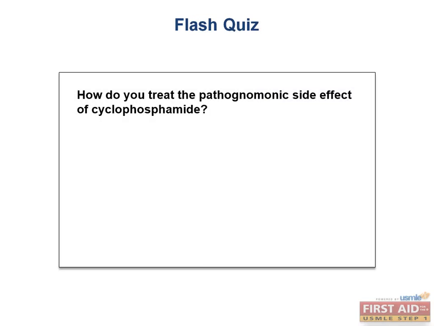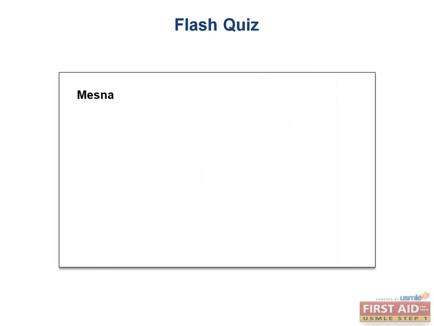As a review, how do you treat the pathognomonic side effect of cyclophosphamide? Well, first we need to recall what that side effect is, and it's hemorrhagic cystitis. The medication given prophylactically with the administration of cyclophosphamide is Mesna.